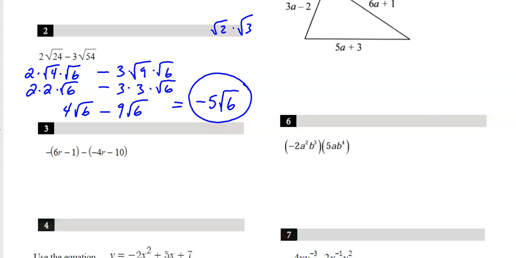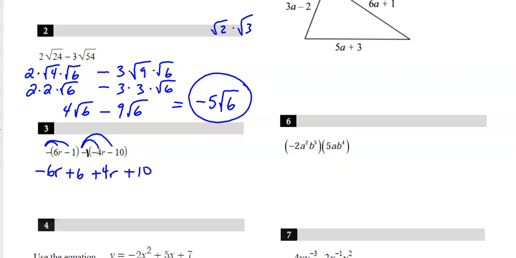All right, number 3 is just a simplify, gather up like terms. So I need to distribute this negative sign through. So I'm going to have negative 6r plus 6. Then over here I need to kind of pretend this is a negative 1. I'm going to go negative 1 times negative 4r. That's going to be a positive 4r. Negative 1 times negative 10. Well, that's a positive 10.